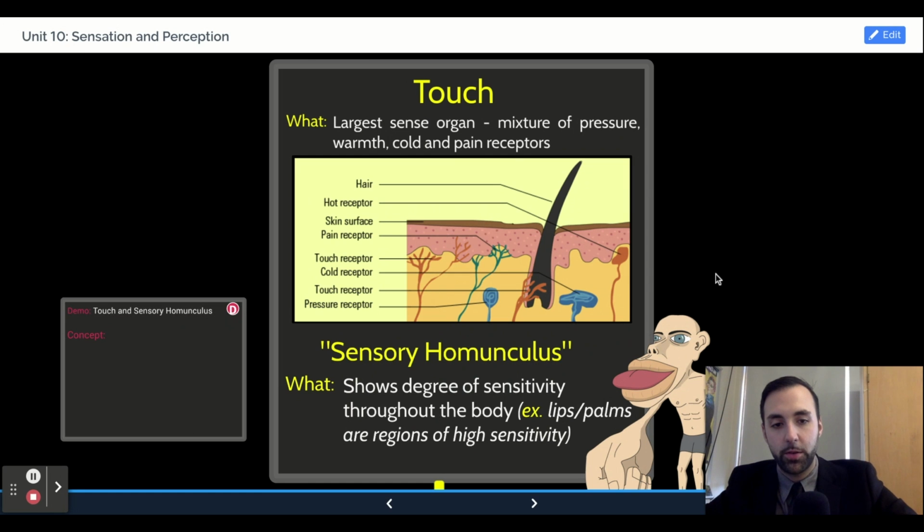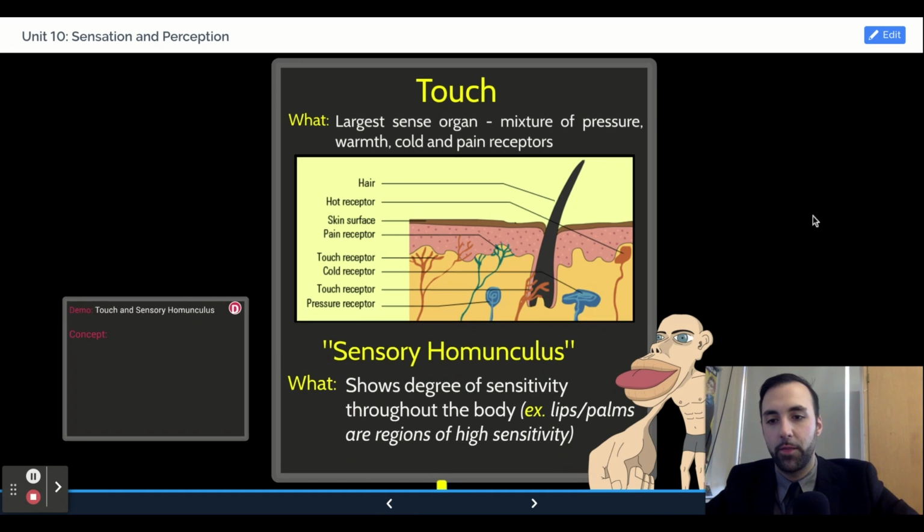We call the visual that I showed you there in the bottom right corner a sensory homunculus. I don't envision them using that term, but that is technically the term that we use for the visual of the body there.